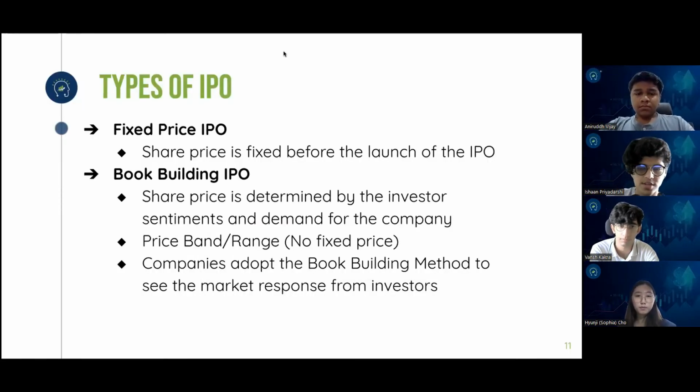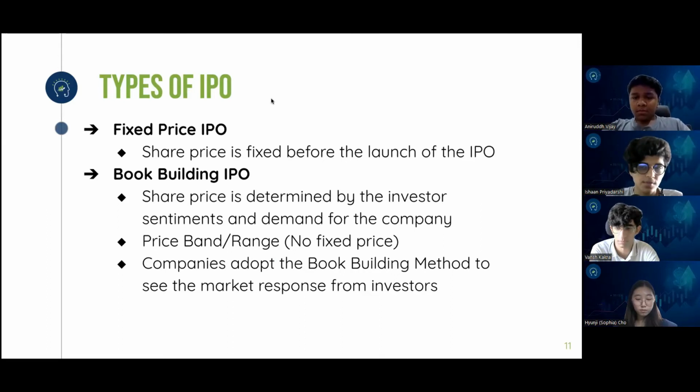So let's go over some of the different types of IPOs that do exist. Although there is a broad definition of what an IPO is, there are small changes that you can have and different types that can be found in the primary market. So the first is the fixed price IPO. Under this method, the IPO share price is fixed before it is made available to the public. The price is usually set by evaluating the total assets, liabilities, and every other financial aspect of the company. And then the IPO price does not fluctuate depending on its demand from the public.